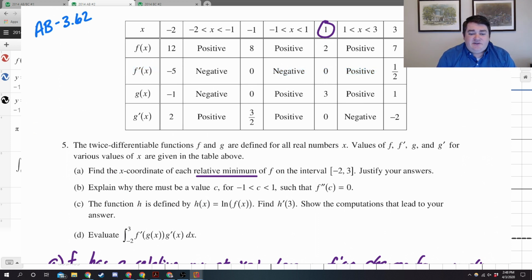there must be a value c from -1 to 1 such that f double prime of c is 0. So, we have these existence theorems, the two biggest ones being the intermediate value theorem and the mean value theorem. And so whenever I see a question say, why must this value exist, my brain goes to those two theorems. I would like to use the intermediate value theorem because it requires less work generally, but I don't have any information about f double prime here, so that's not going to fly.